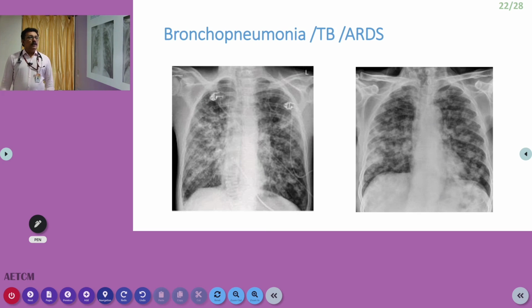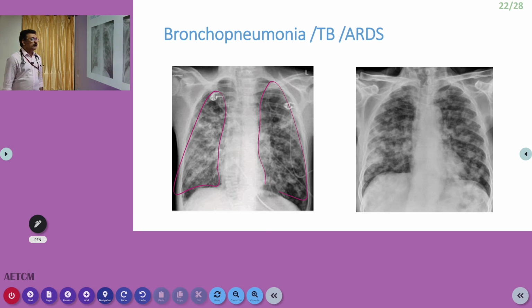Now, bronchopneumonia means throughout the lung fields, you are getting white non-homogeneous opacities. So, here all you can see non-homogeneous opacity. Again, depending on the clinical history, you have to make a diagnosis. Suppose this patient comes with a 3-4 day history of cough, breathlessness, URTI symptoms, then this can be viral pneumonia.